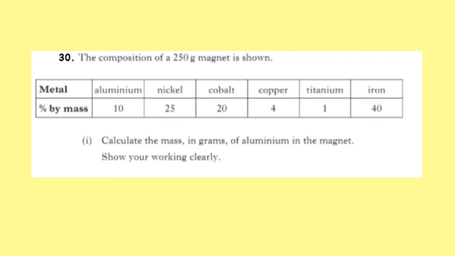So this is a problem solving question. For this one, the percentage of aluminium, not lead, I don't know why lead's written there, but the percentage of aluminium is 10%, so that's 10 divided by 100. And then you have to multiply it by the mass of the magnet, which is 250 grams. And so 10% of 250 is 25 grams, which is the mass of aluminium in the compound. Apologies for lead being written there.